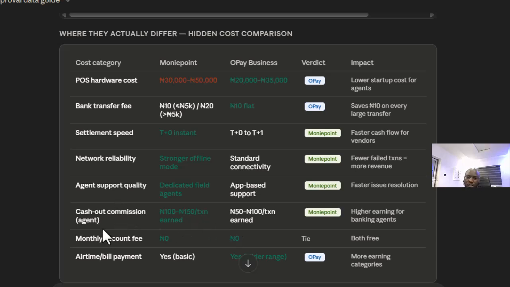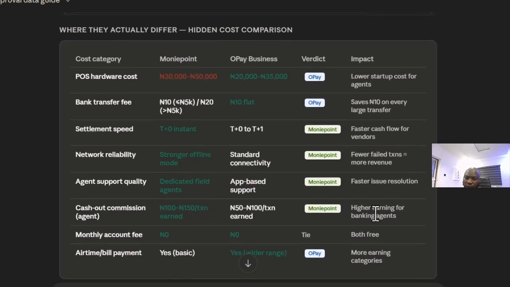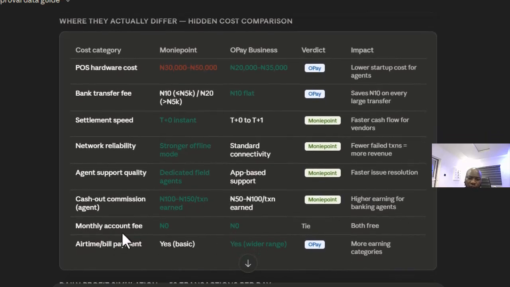So cash out commission agent. So 100 naira to 150 naira per transaction. Then for this one, 50 naira to 100 naira per transaction. So you can see Moniepoint has higher earning for banking agents, right? So if you make a deposit, you are going to earn more. So monthly account fee, no amount you are going to pay, so it's free.